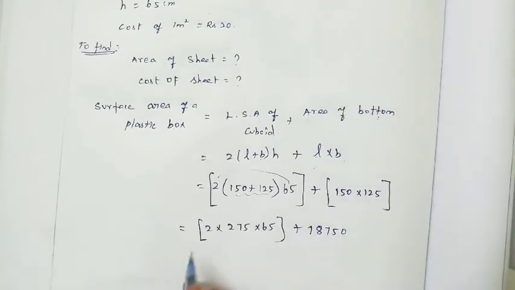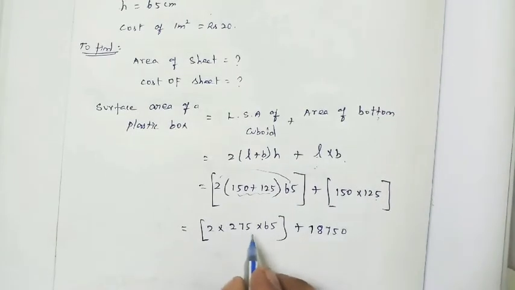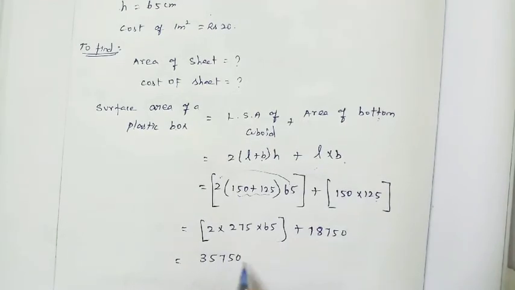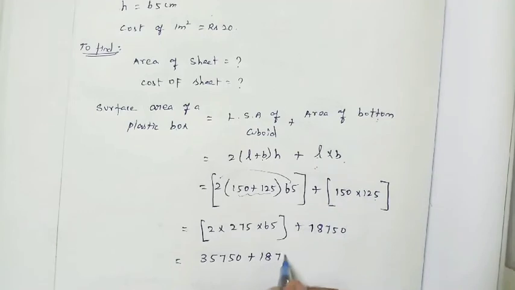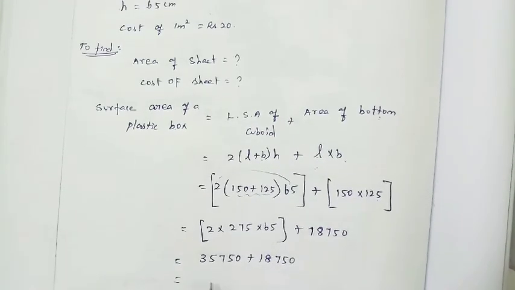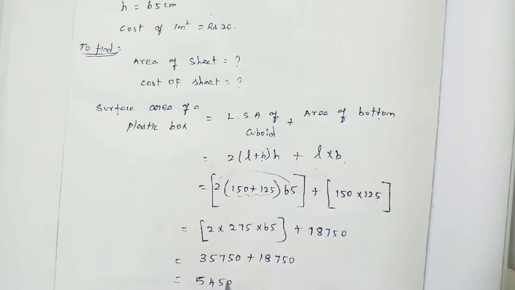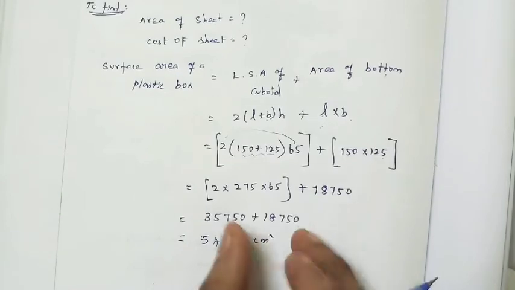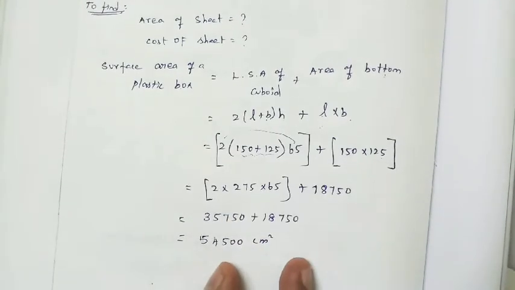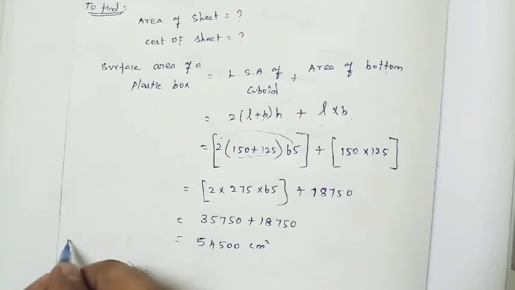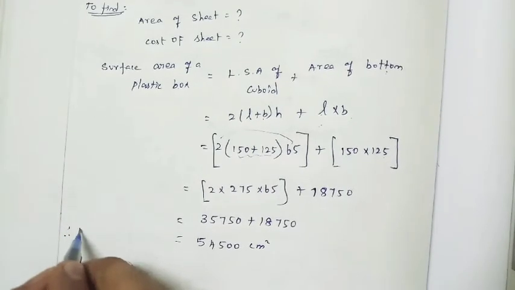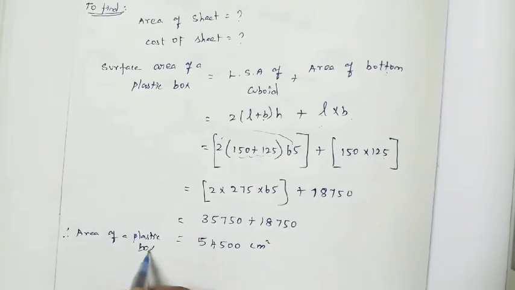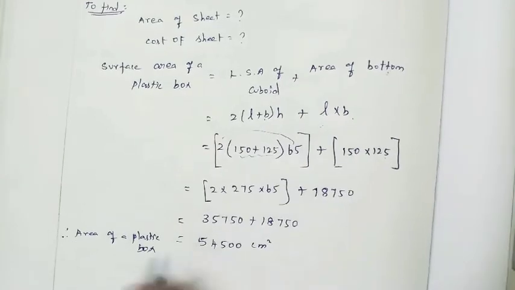18,750, right? Next, multiplying 2 into 275 into 65, what will we get? 35,750 plus 18,750. Adding these two, we will get 54,500 centimeters square. So the surface area of the plastic box, that is a cuboid, is equal to 54,500 centimeters square.